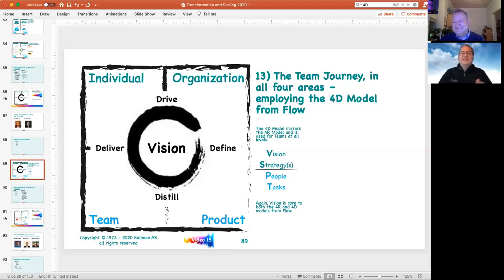You deliver it, but then if you want acceptance throughout the whole organization, that's called transformation. And the way you make transformation is you drive it through the organization. So you go from define, down to distill, over to drive, and then up to deliver. Or, the other way around: define, distill, deliver, drive.